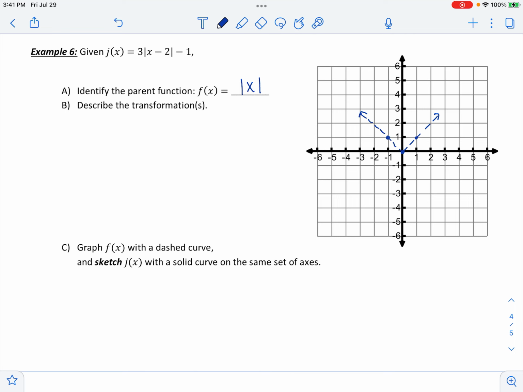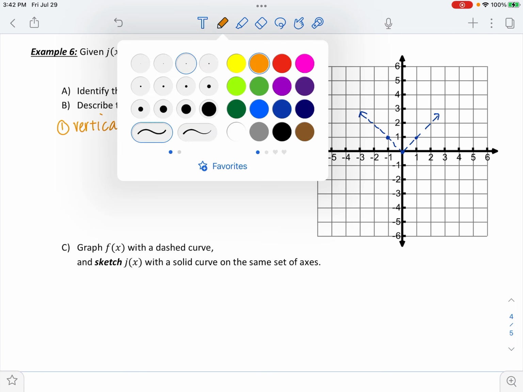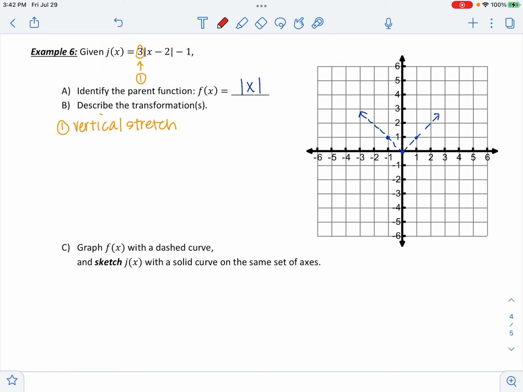Okay, now let's describe our transformations. We're going to go through one each, starting as far left as I can go. I see a 3 here. That's outside the parent, so outside the parent is vertical. And a multiplier in front that's greater than 1 is a stretch. We've seen vertical stretch twice. We haven't seen vertical compression, horizontal stretch, or horizontal compression in these notes, which is why I said you see these the most, because it's true.